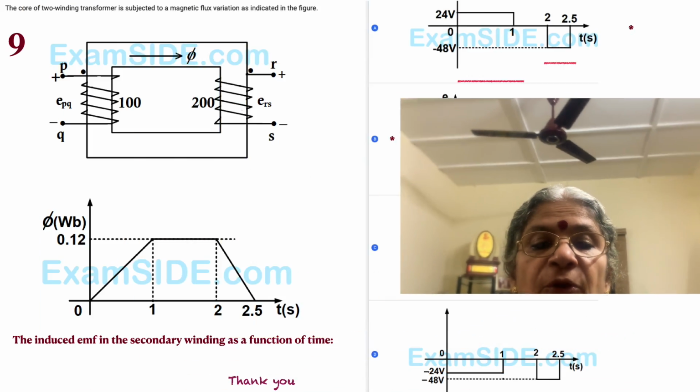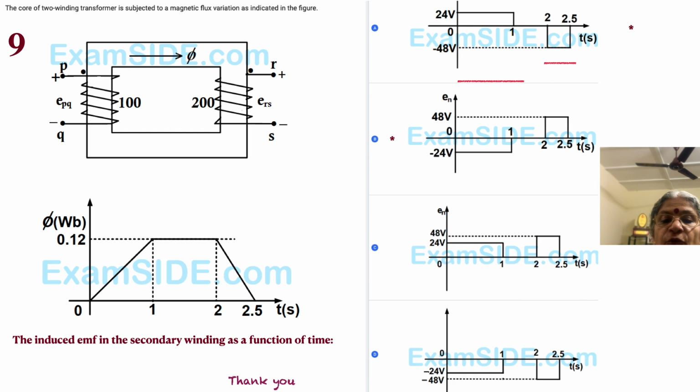Moving on to the ninth and the last problem. The core of a two-winding transformer is subject to the magnetic flux variation as indicated in the figure. We have EPQ of 100, and then there's a flux, and the winding sense is also shown. The winding sense admits the flux in the same direction, and the winding ratio is 100 to 200. We apply the flux here. The flux pattern is shown, and it looks like a trapezoid.